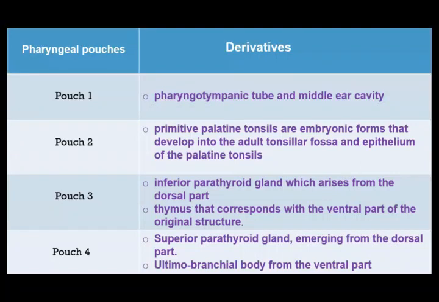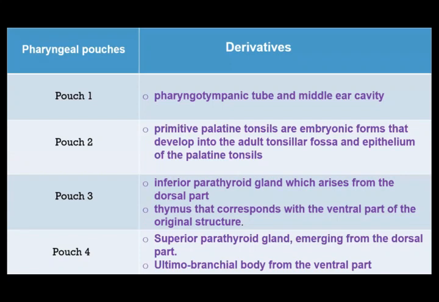Then we have this table that shows the different internal body parts that grow from the first four pouches. So the first pharyngeal pouch, which is present close to your facial region, is going to give rise to the pharyngotympanic tube and the cavity of the middle ear. If you remember the sequence first, second, third, fourth, you will remember that the topmost pouch is giving rise to some part of your ear, that includes the middle ear cavity and the pharyngotympanic tube.